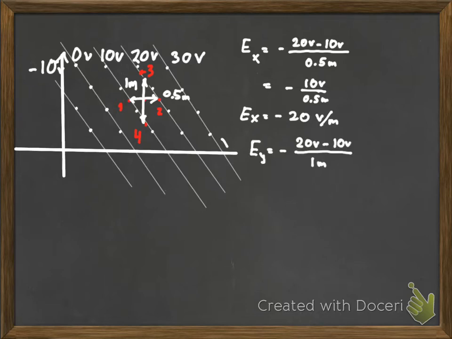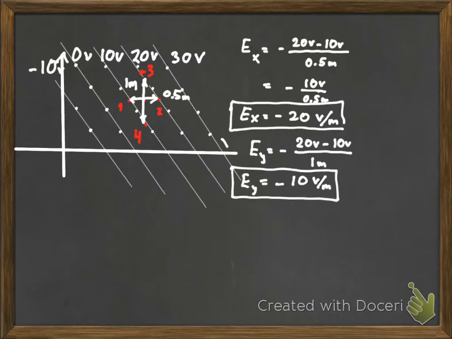All right, for the y component, we must look at the difference between points 3 and 4. Point 3 is at 20 volts, point 4 is at 10 volts, so 20 minus 10, divided by the distance between those 2 points, which is 1 meter. So for the y component, we get minus 10 volts per meter.